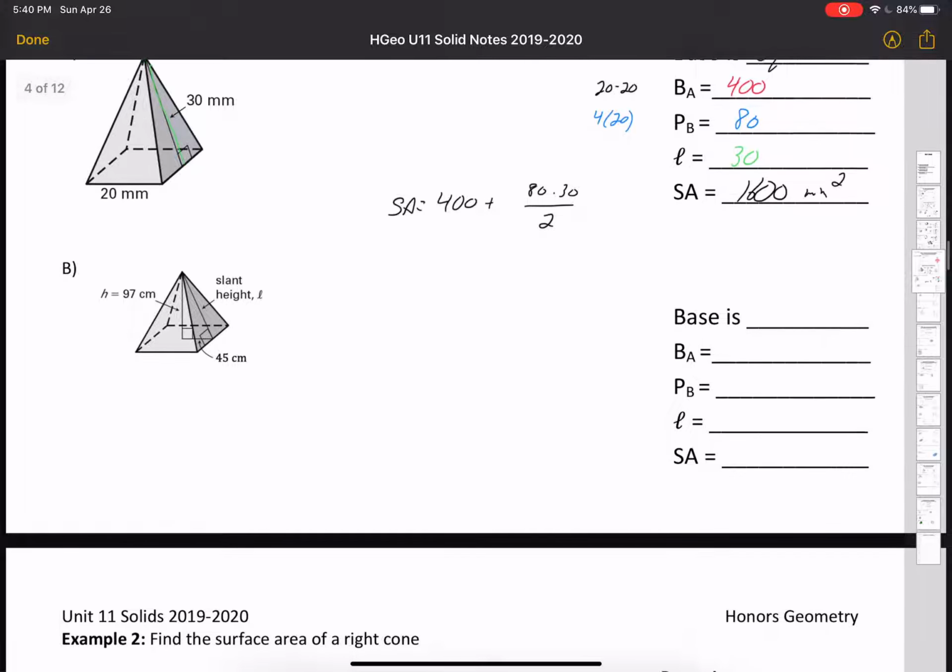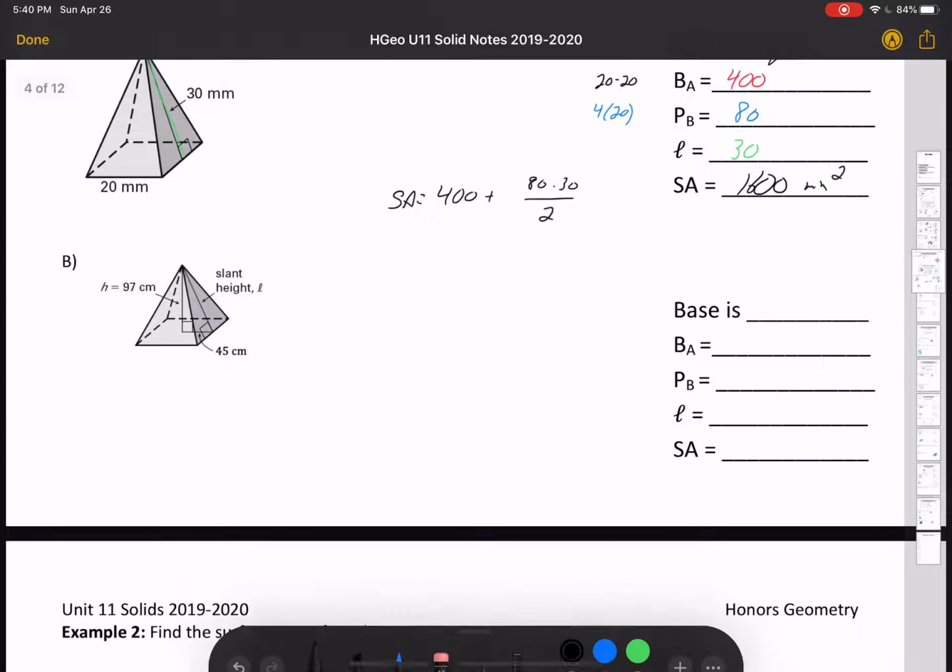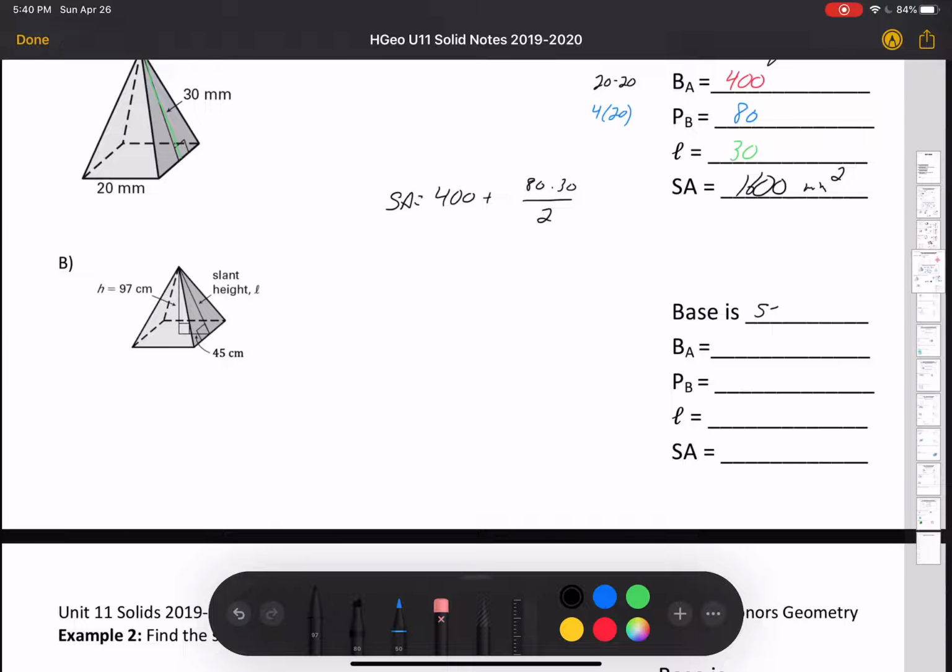Let's now go to our next problem, which may make us do a little bit more work. Base, once again, is a square when we're dealing with this type of pyramid. The area of the base, well, we know this part's 45, which means I need to double that in order to get a side length of 90. So area of the base is 90 squared. So that's going to give me 8,100. Perimeter of the base is 4 times 90, which is going to give me 360.